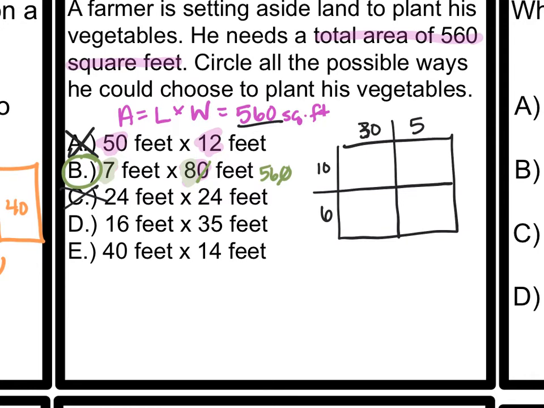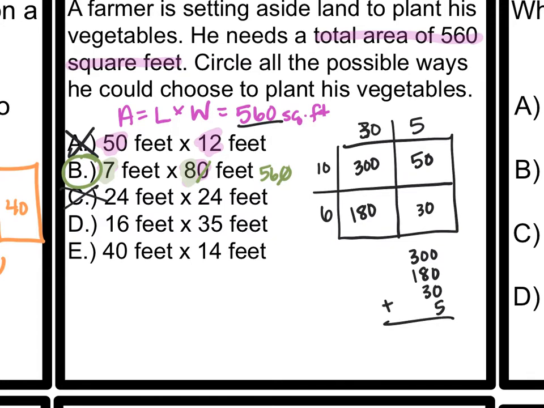So I'm going to go ahead and do 30 times 10, which is 300. 10 times 5, which is 50. 30 times 6, which is 180, and 6 times 5, which is 30. I'm going to go ahead and add up all these numbers. 300 plus 180 plus 30 plus 5.